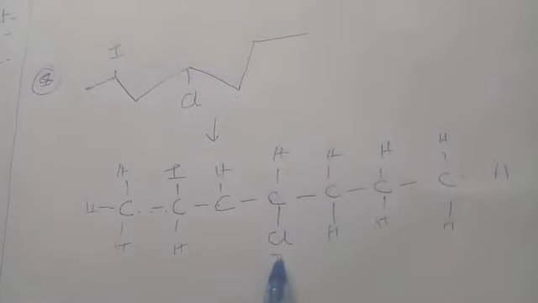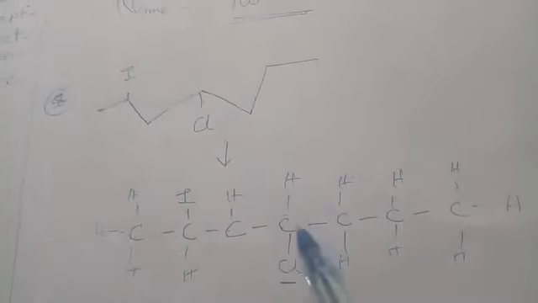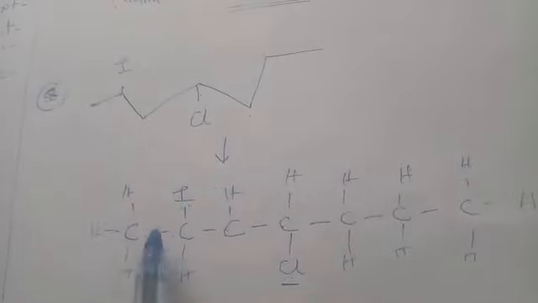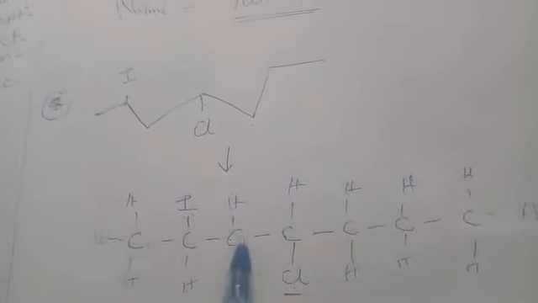Okay, so we count our longest chain. Please, when counting your longest chain, you don't count chlorine or iodine because they are not carbons. This is chlorine and this is iodine, so we leave them. They shouldn't be part of our longest chain. We shouldn't consider them. You get? So we have 1, 2, 3, 4, 5, 6, 7. So you can count like this. 7.